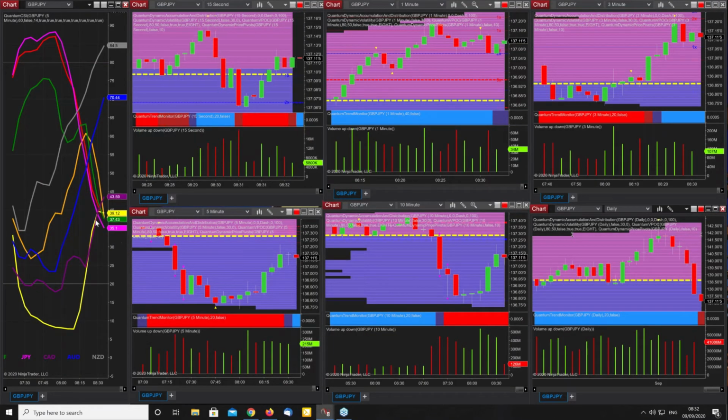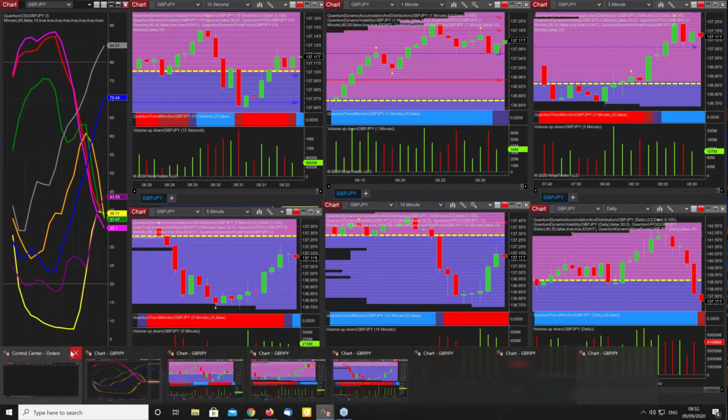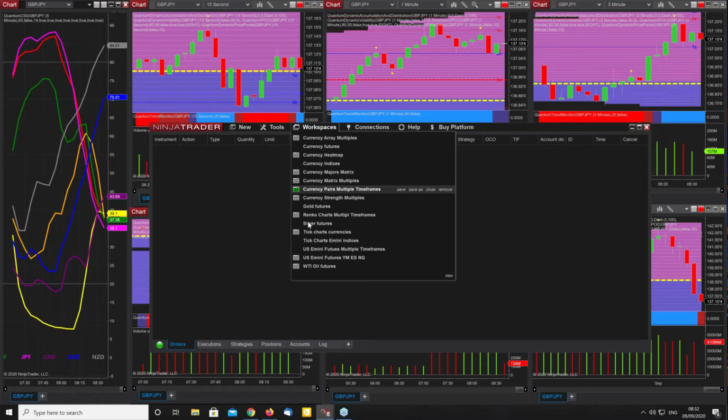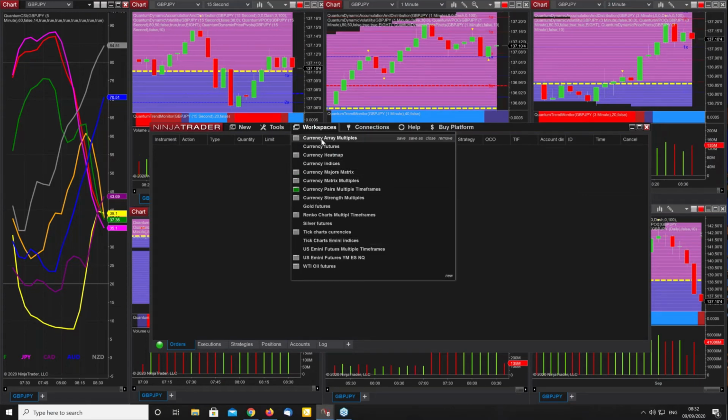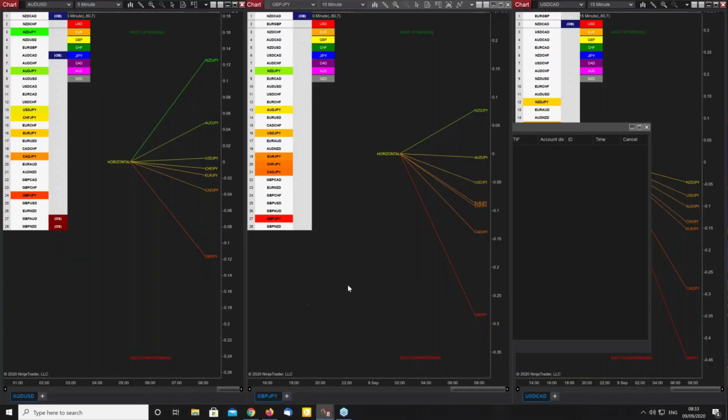You can see here on 5 minute, the pound is very lackluster now. It's rallied, but it seems to be coming to an end, which is really what we're seeing on the charts. If we go on to the currency array, let's have a quick look at the currency array. There we go. Again, I've got multiples.